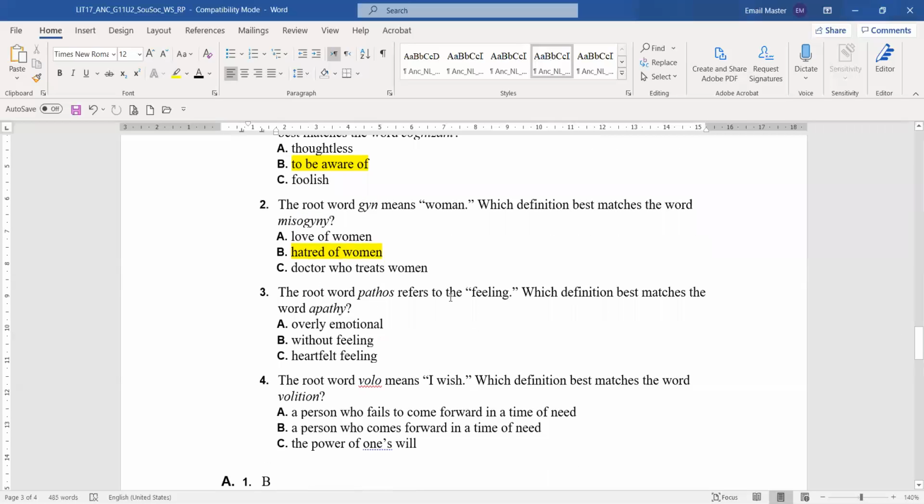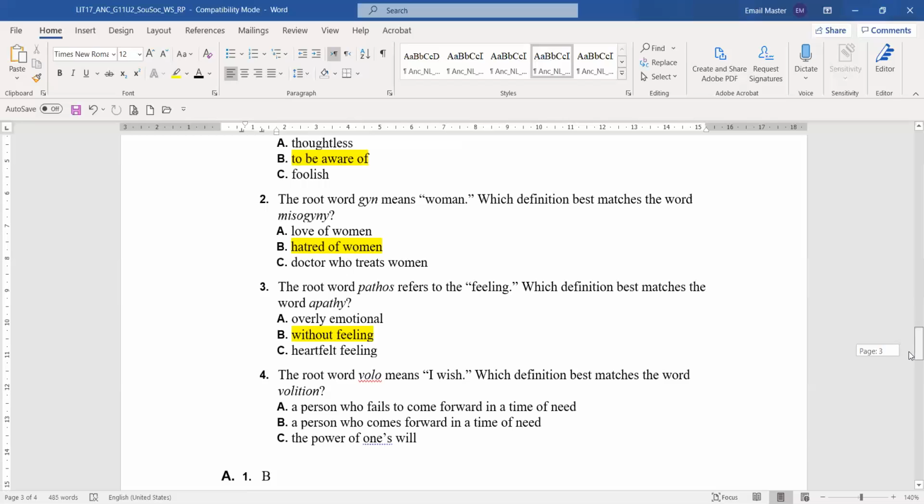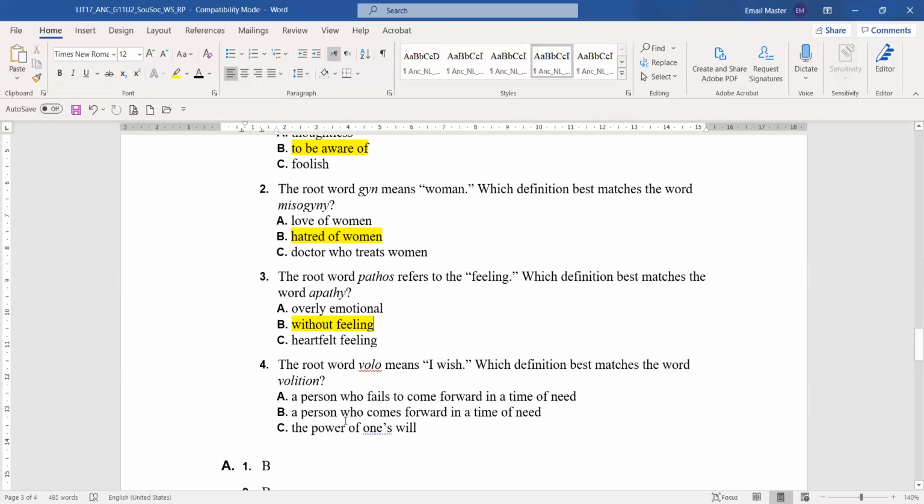The root word pathos refers to the feeling. We saw this word in ethos, pathos, logos, the Greek words, when we did persuasive appeals. So which definition best matches the word apathy? A meaning without. So without feeling. The root word volo means I wish. Which definition best matches the word volition? It means the power of one's will.